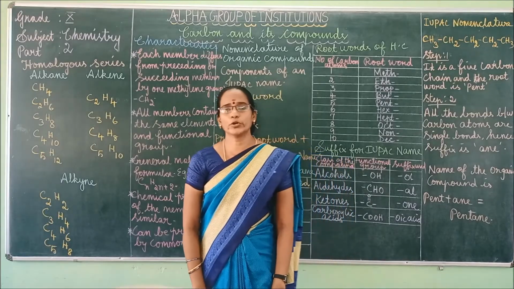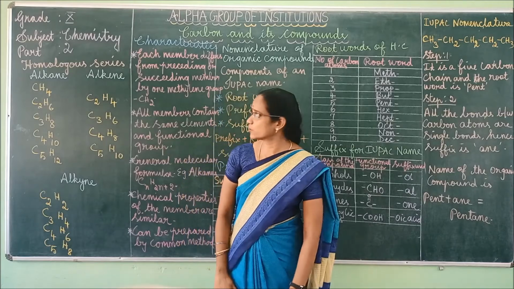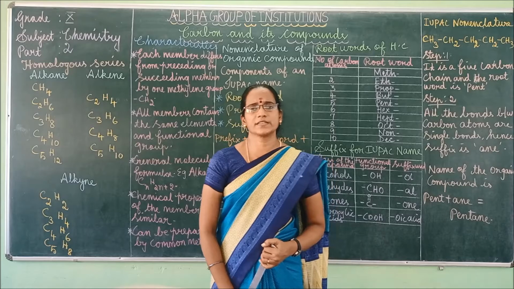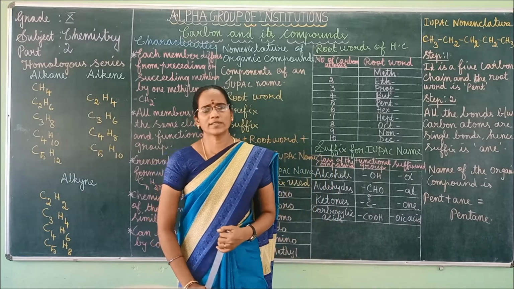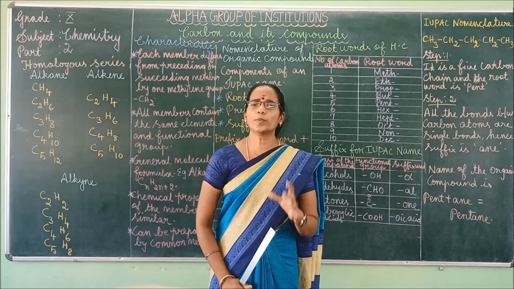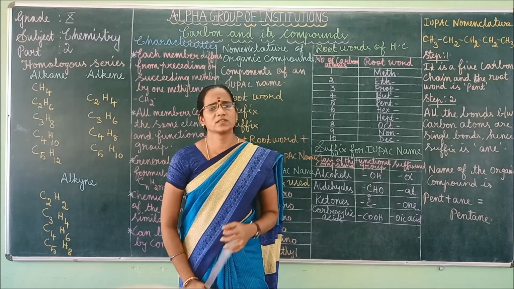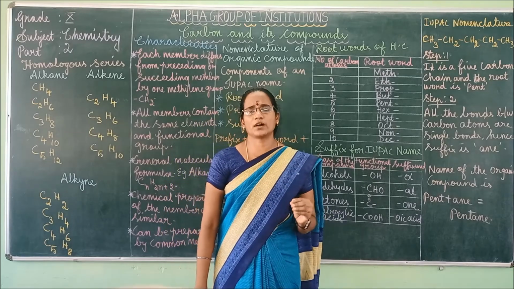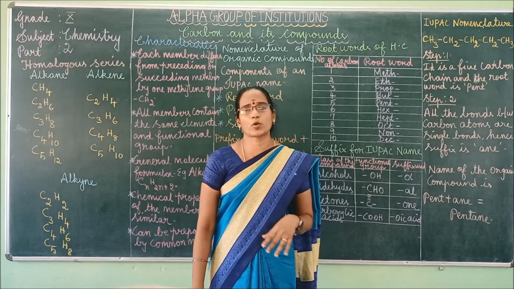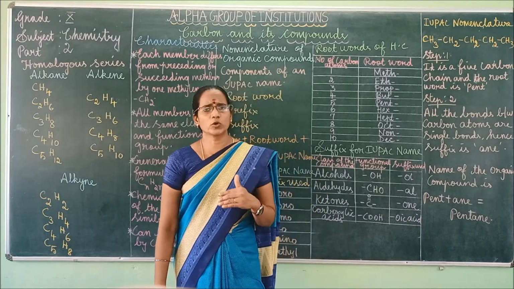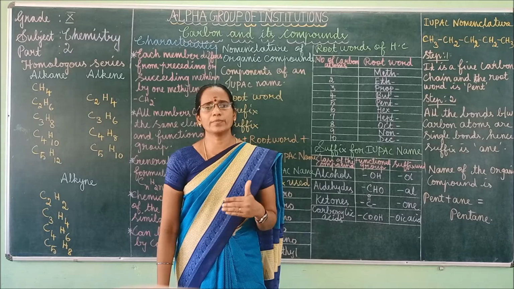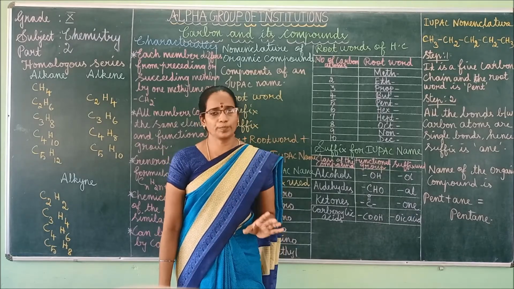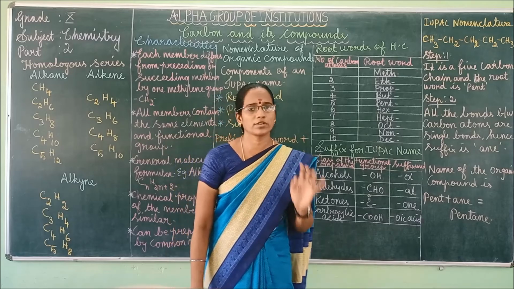Next we can move to homologous series. What is meant by homologous series? A homologous series is a group of organic compounds which contain the same general formula, similar chemical properties, and also the consecutive members differ by CH2 group. These are called the homologous series.